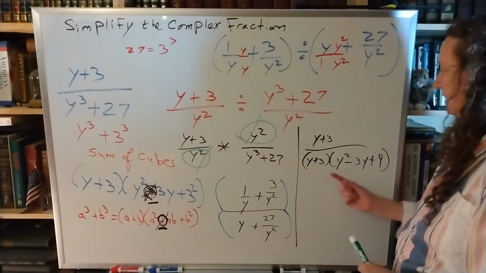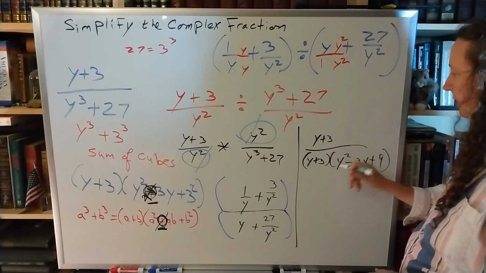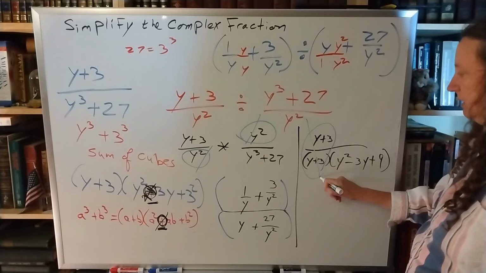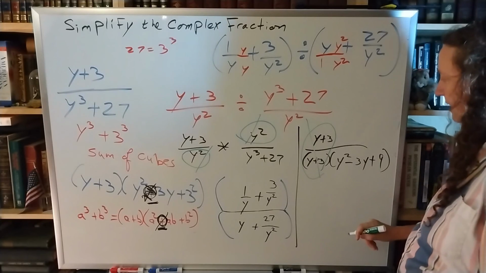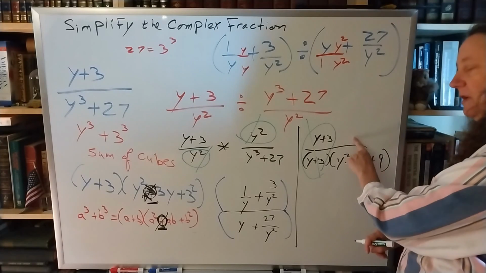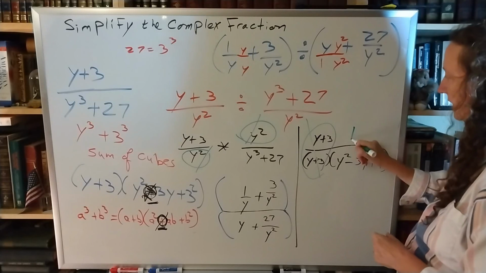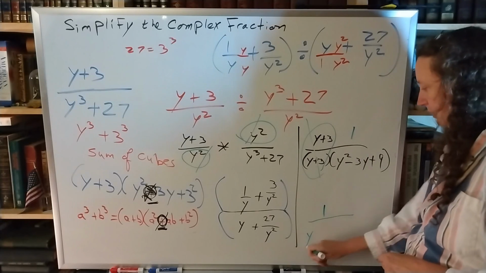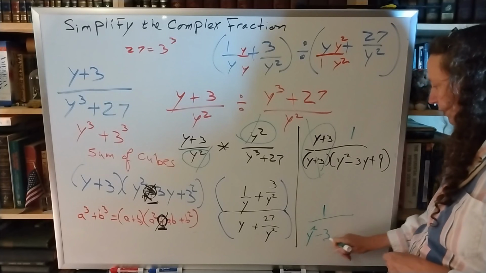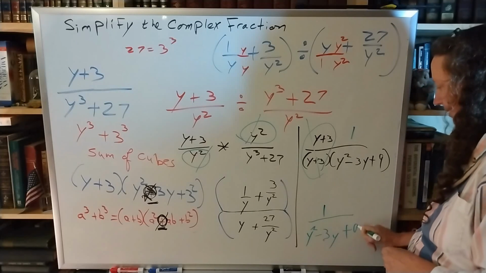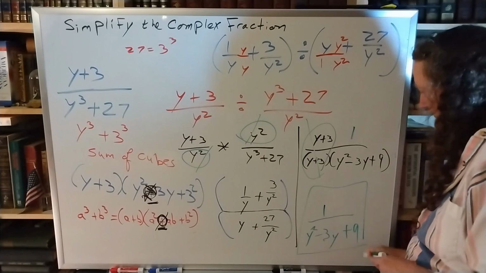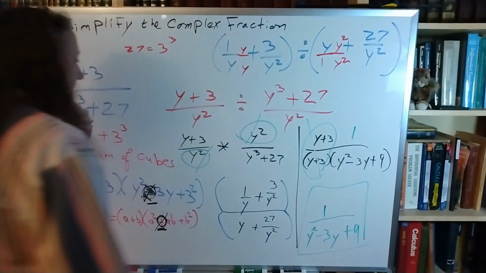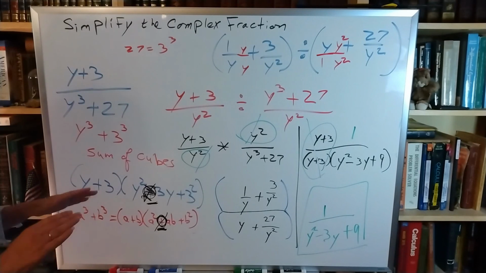So looking at this now, I see my y plus 3 and my y plus 3, top and bottom, cancel each other out. I need to have something on the top, so I'm going to multiply a 1 in there. So my answer is 1 over y squared minus 3y plus 9. And that one is finished.